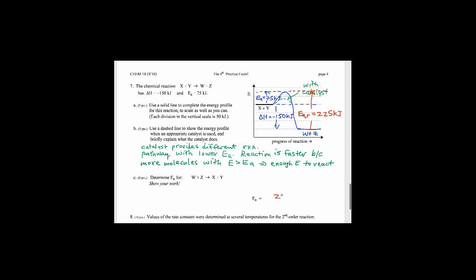So 225 kilojoules is the activation energy, which is 150 plus 75, the total energy needed to get over the activation energy barrier going that direction.